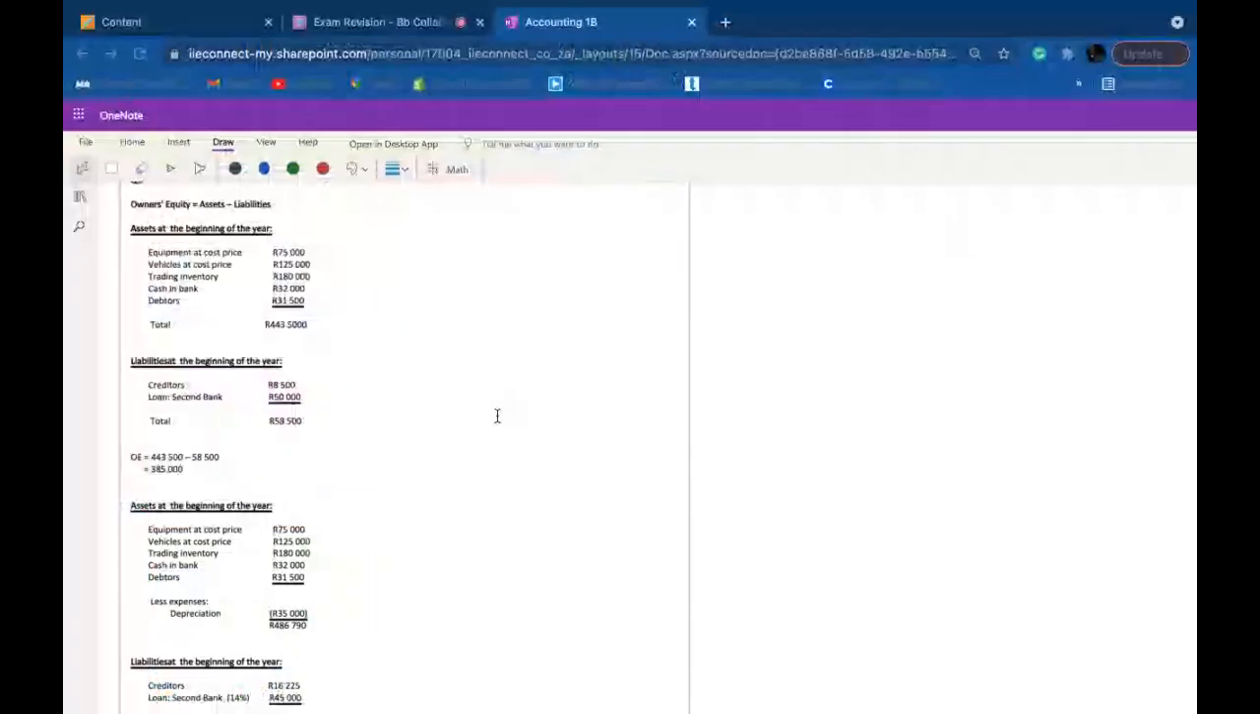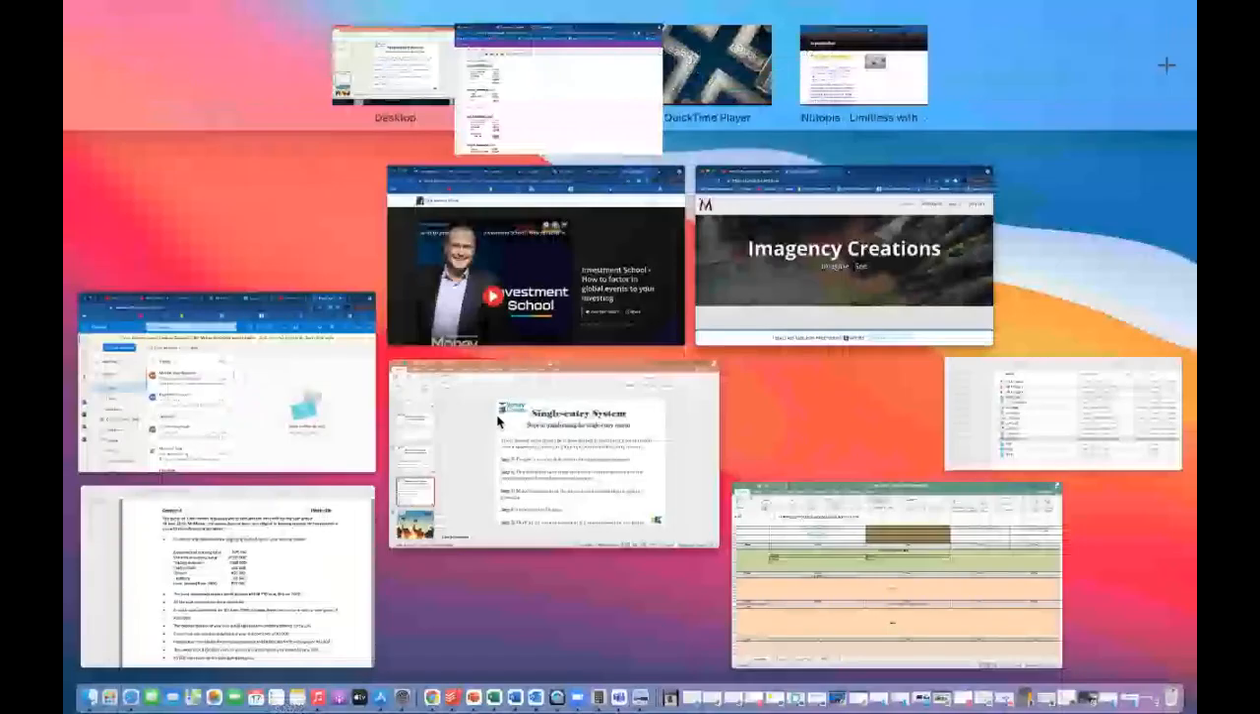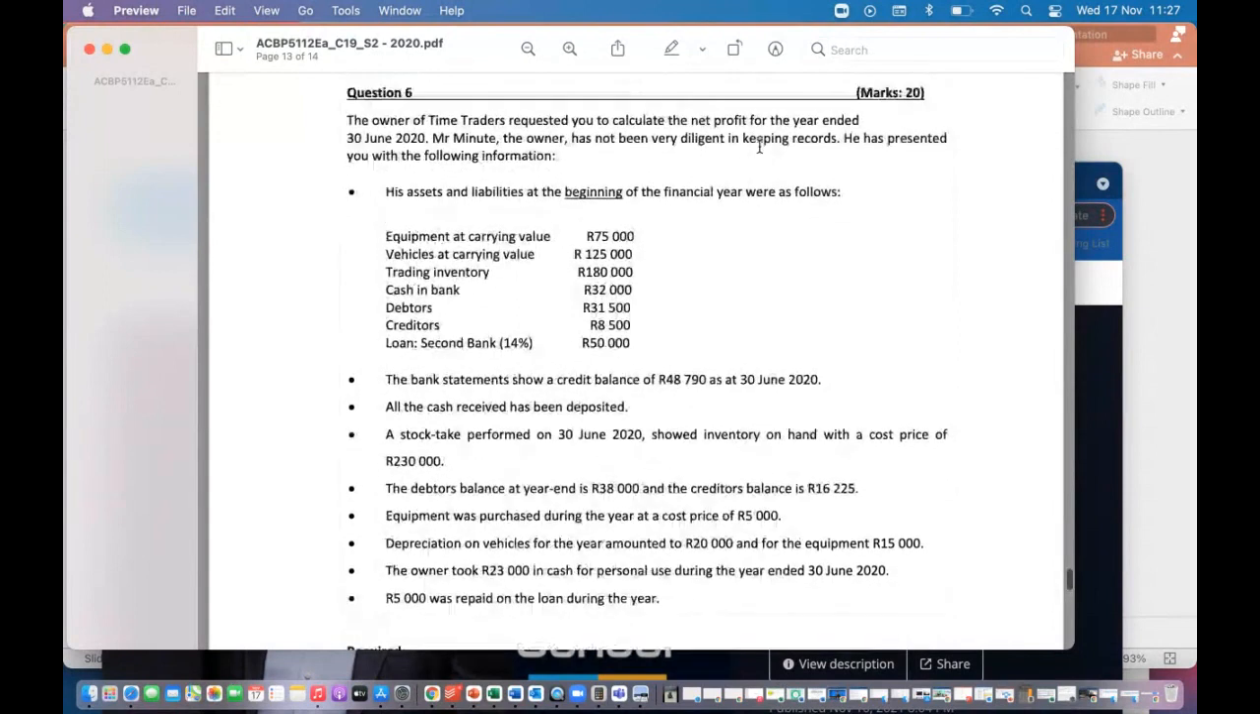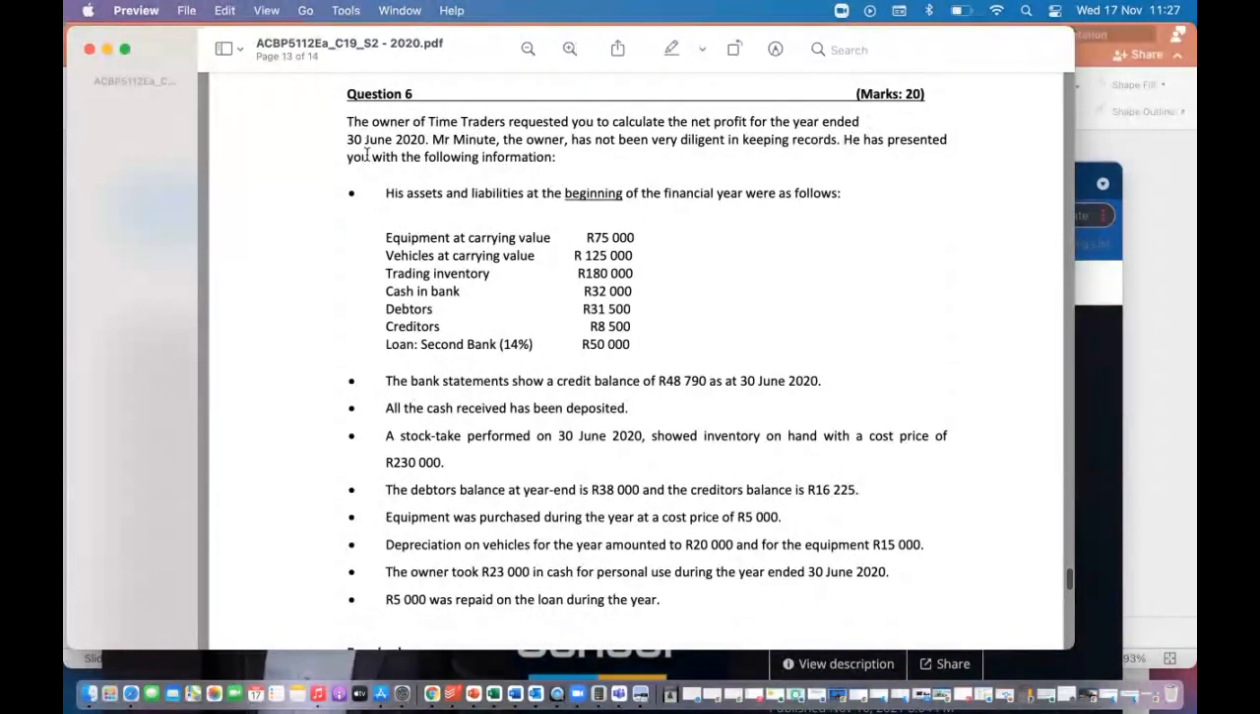Right. So here, let me first read this in. What have they given us? They tell us the owner of Time Traders requested to calculate the net profit for the year, 20 marks, ended 30 June 2020. Mr. Minute, the owner, has not been very diligent in keeping records. He has presented the following information. His assets and liabilities at the beginning of the financial year were as follows.